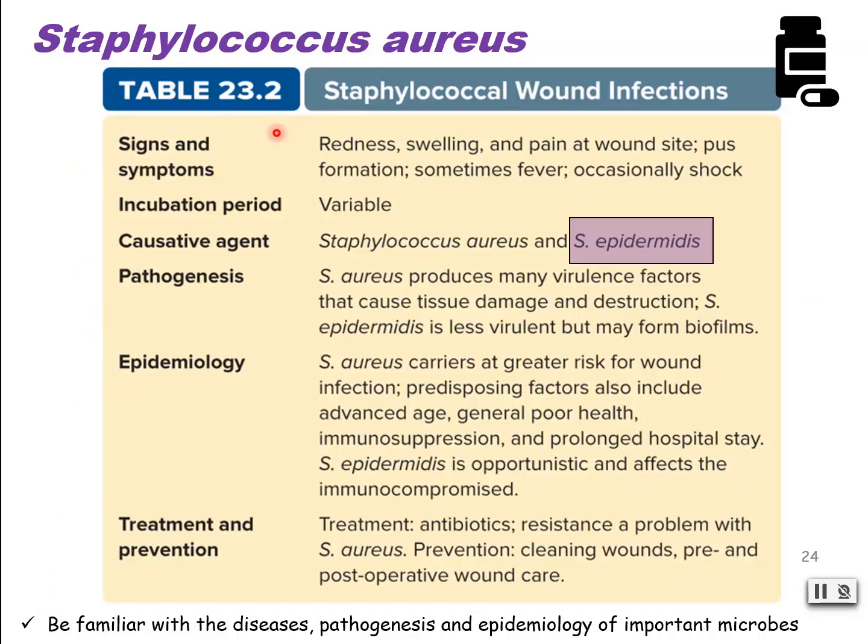So here's a table of Staphylococcus aureus. Staphylococcus epidermidis is a common skin commensal, because you can see epidermis is in the name, so it lives on our skin, but when it enters a wound, it can also cause wound infections. It's just not as virulent. It doesn't have all of those toxic proteins that Staphylococcus aureus has, but it can also cause wound infections. They also have the ability to form biofilms. I've left that there for you.